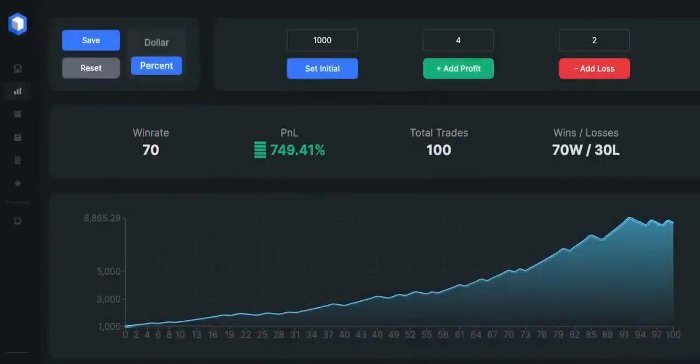The win rate for this strategy is 70% and we increased our account size by 749.41%, which is absolutely insane guys. By the way, I found those 100 setups within 5 months and 1 week. I found around 70 trades on BTC USDT, but because TradingView wouldn't allow me to go further back in time, I had to find the rest 30 setups on the price of Ethereum.